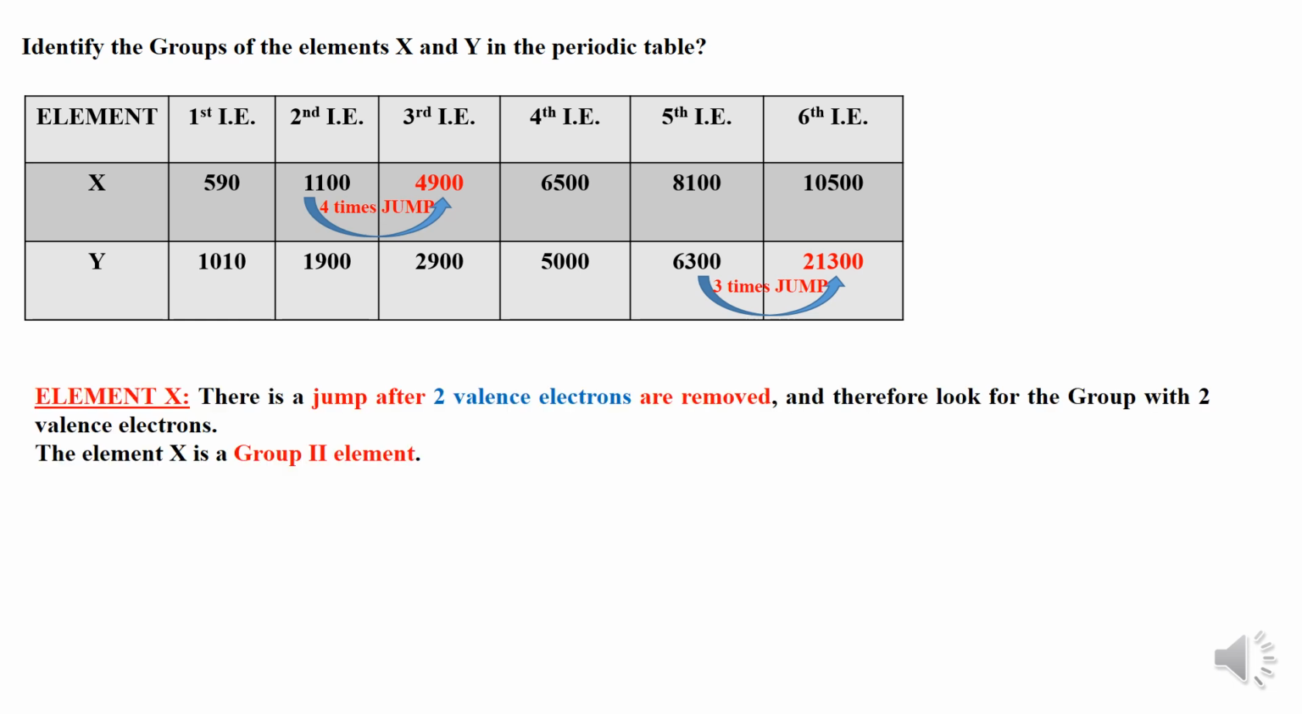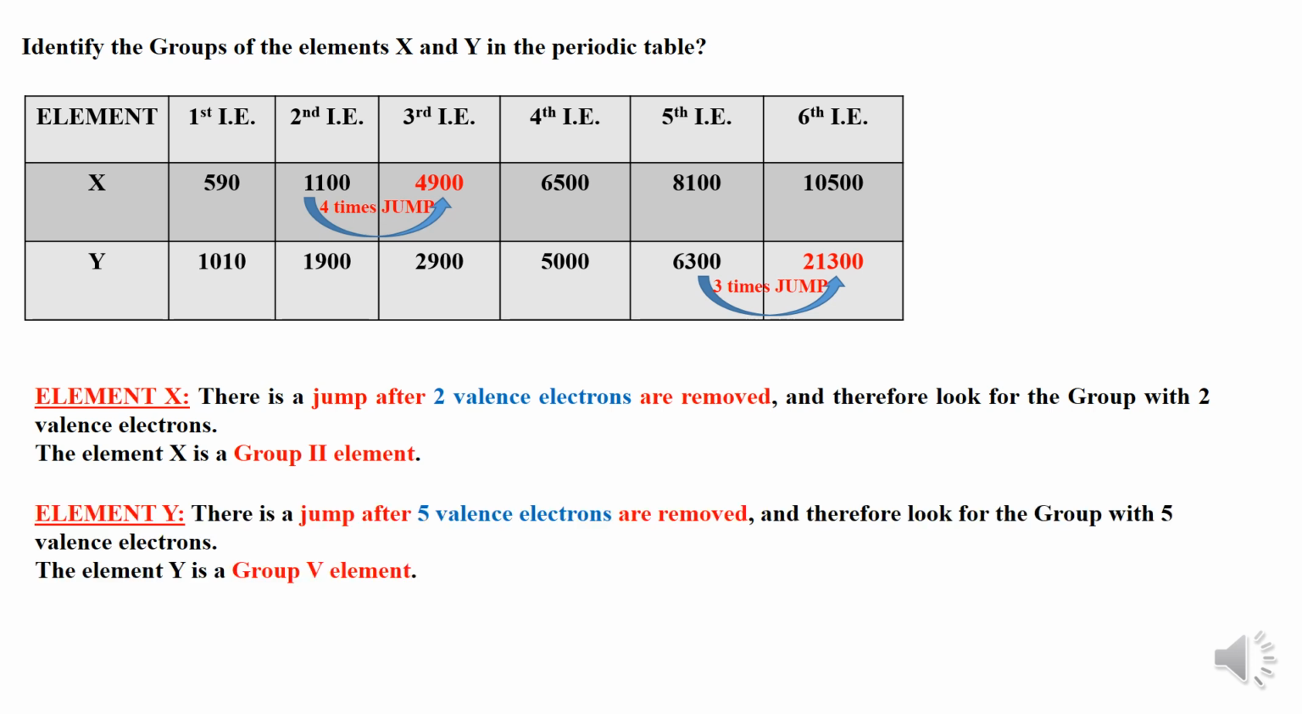So in element X, there is a jump after 2 valence electrons are removed, and therefore look for the group with 2 valence electrons. So which is the group with 2 valence electrons? It is group 2. Therefore element X belongs to group 2 in a periodic table. And what about element Y? Based on the ionization energy values given in the table, there's a jump after 5 valence electrons, that is after removal of 5 valence electrons, and therefore look for the group in the periodic table with 5 valence electrons. And obviously the element Y is a group 5 element. So group 5 element will be having 5 valence electrons.